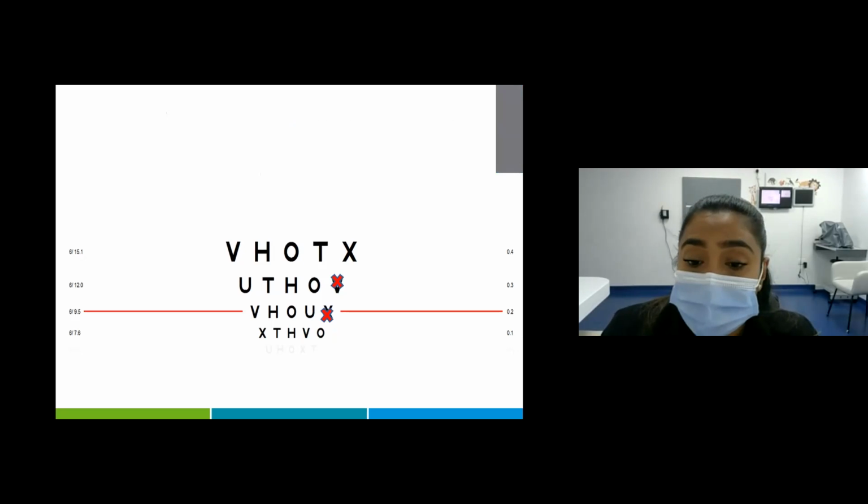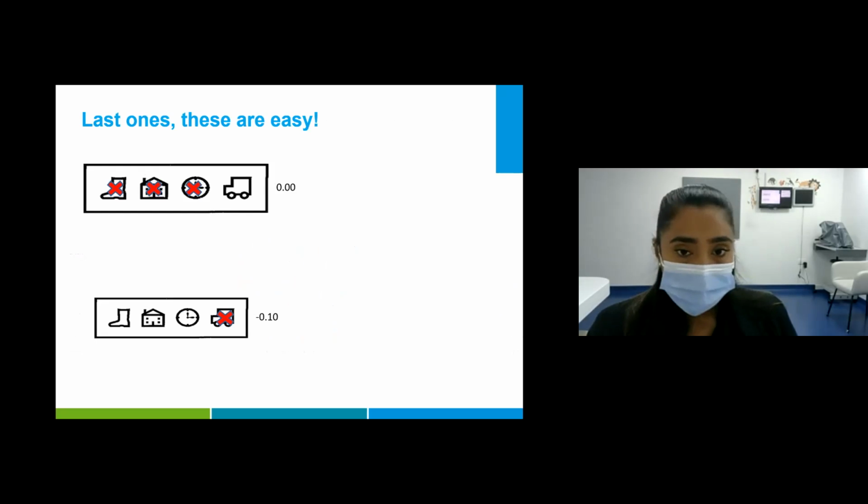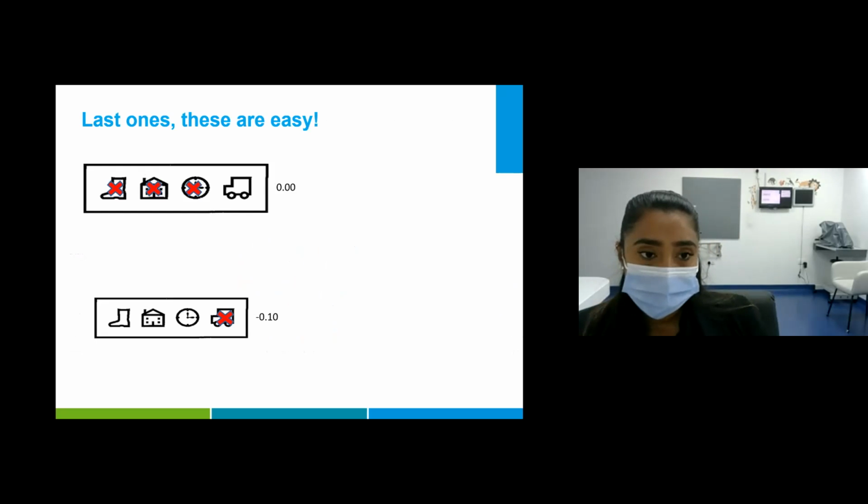Here's another one. The score of this would be 0.24. And these last ones are fairly easy. The first one would be, because remember there's 4 here now, not 5, the score would be 0.075 and minus 0.075.